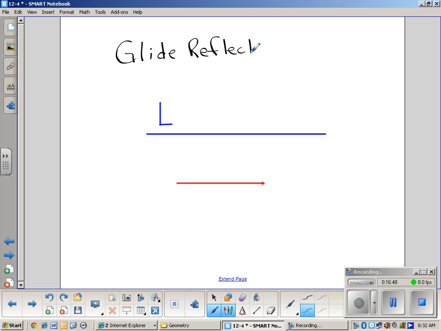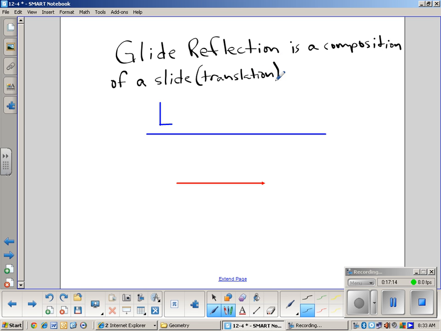This is the last one. Get this written down. The glide reflection is a composition of a slide or translation, same thing, and a reflection. So this can be done with 3 reflections, because the translation can be done with 2 reflections.